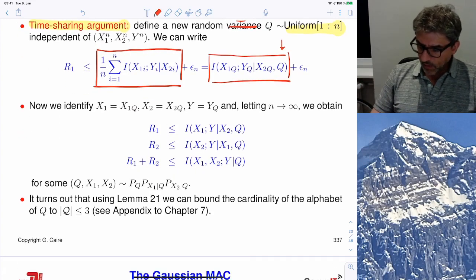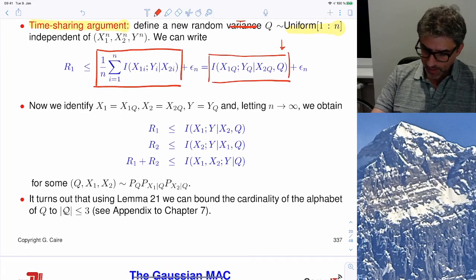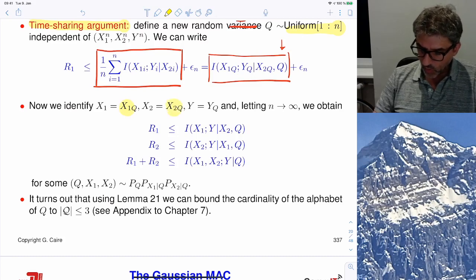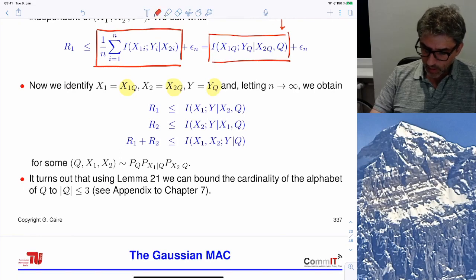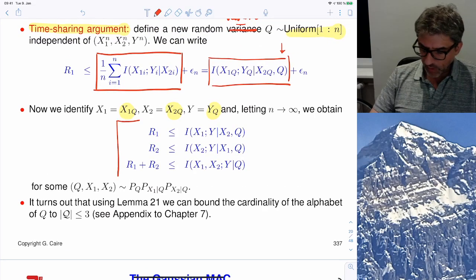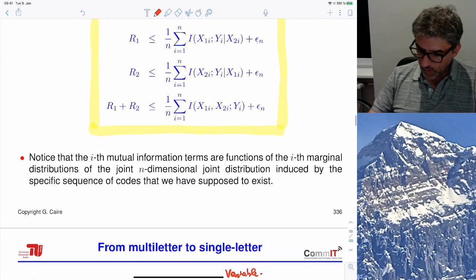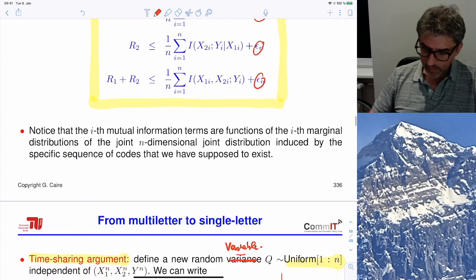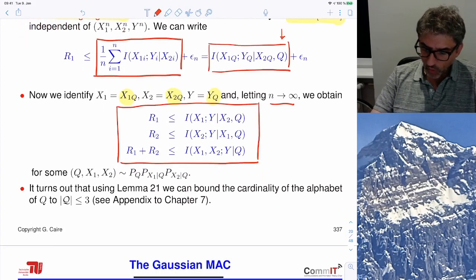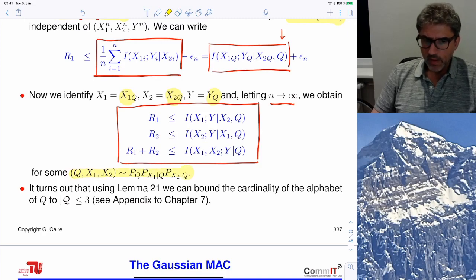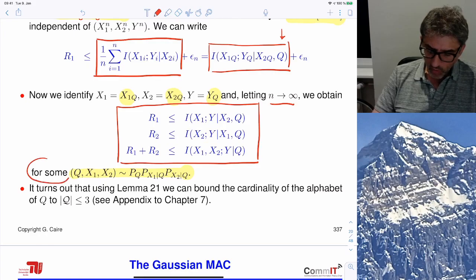So this means that we have redefined these things, and at the end we can simply redefine new random variables: X1 is X1Q, X2 is X2Q, and Y is YQ, and therefore we end up with this set of inequalities, which is obtained by letting n go to infinity. If n goes to infinity, then all these bounds vanish. So at the end, we get the inequalities. Of course, this is for some distribution of this form, because we have constructed the problem to end up in this way, but we have no control on this distribution. So that's why the region is for some distribution.